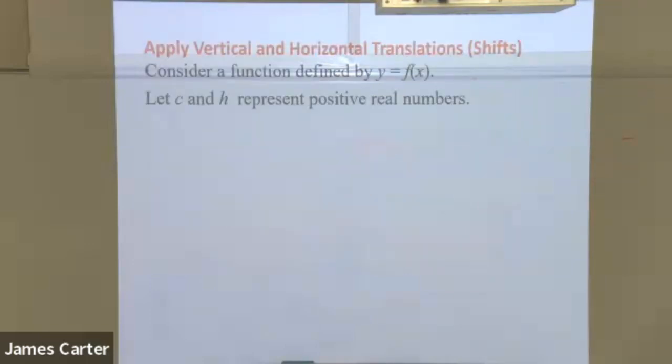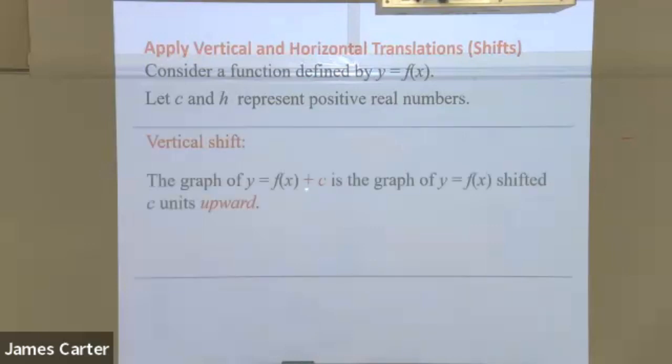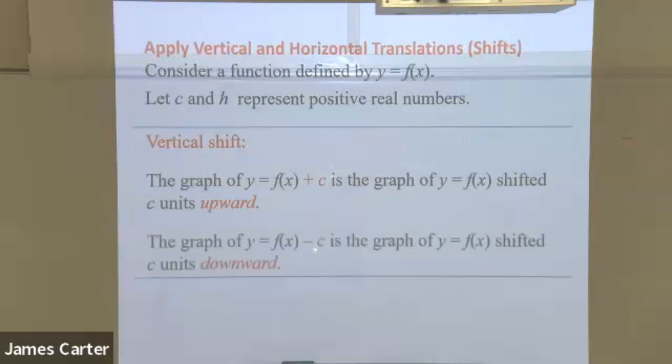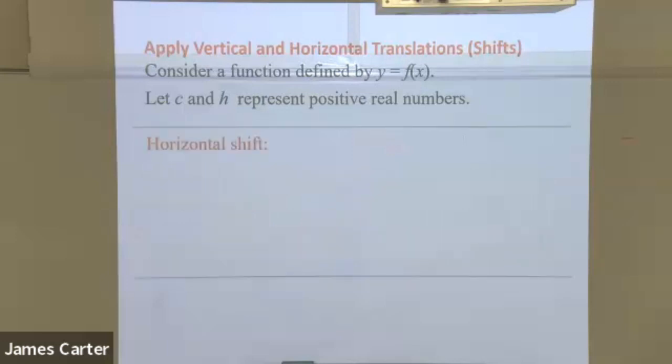apply vertical and horizontal translations and shifts. We've already done vertical and horizontal. If the c is external to the variable, that c tells you to go up or down with whatever sign it's got. Okay. Here it's just going to tell you if c is negative, it'll go down. Okay, that's a vertical shift.